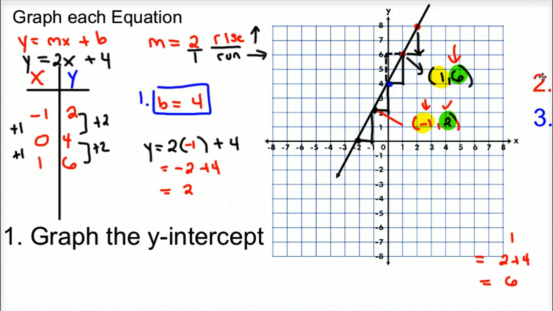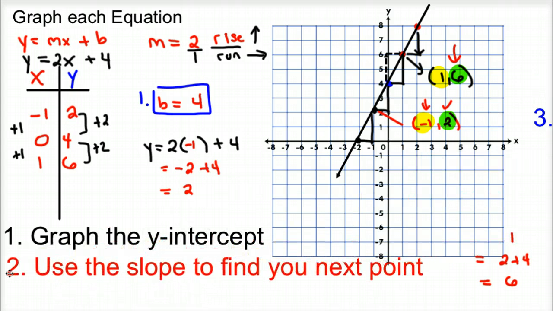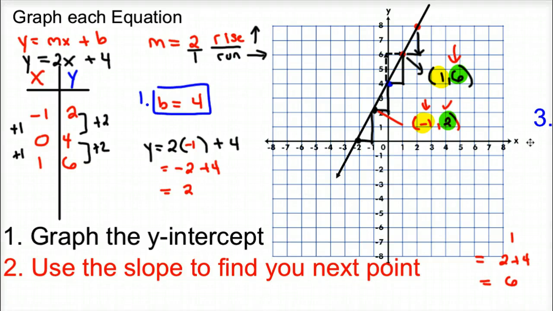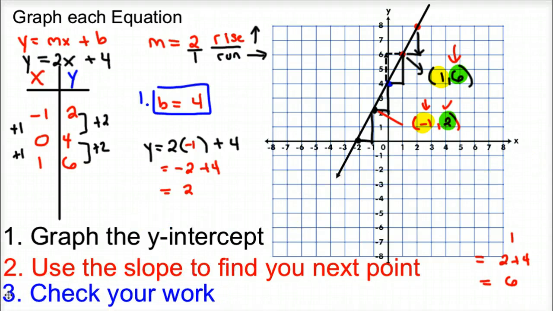So our first step was to graph the y-intercept. Secondly, we use the slope to find the next points in the graph, and simplify the slope or check your work if anything. And you can check your work again by inputting each value and making sure you get the correct output.